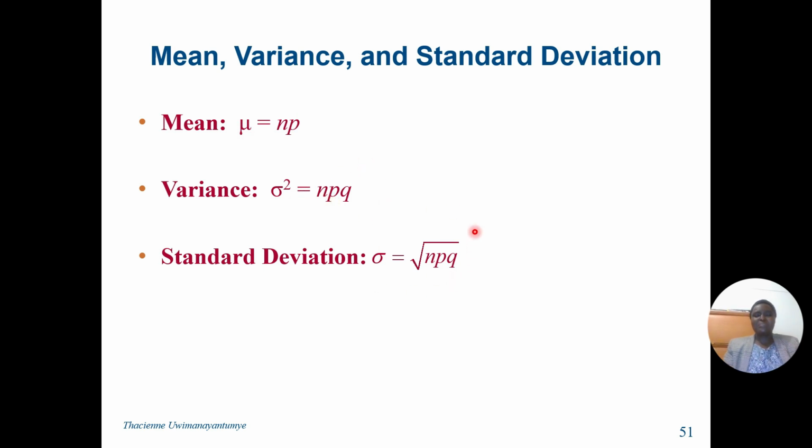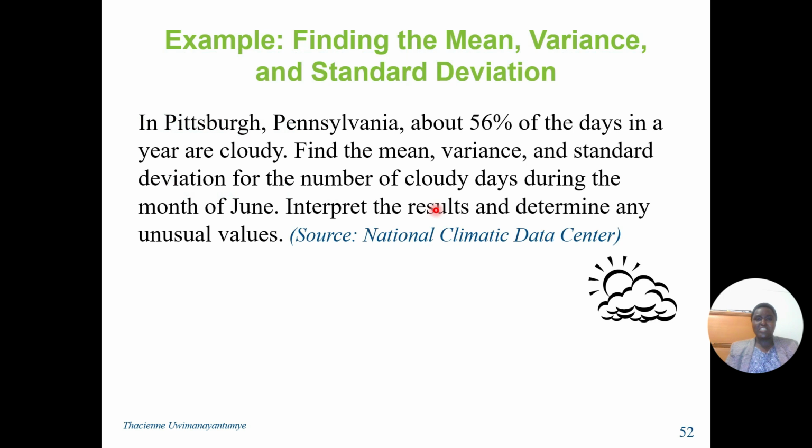You will be able to derive it, but the mean is equal to n times p, and the variance is n times p times q, and then the standard deviation will be the square root of the variance. That's it for the binomial distribution. Maybe we can take one example and see how we can compute the mean, the variance, and the standard deviation. Let's see this example.